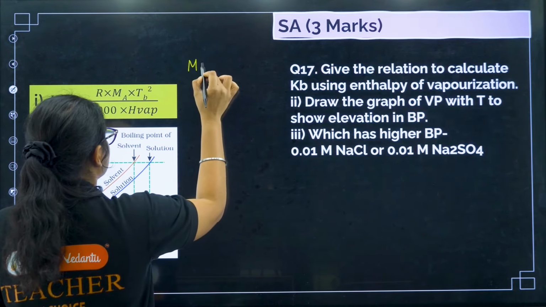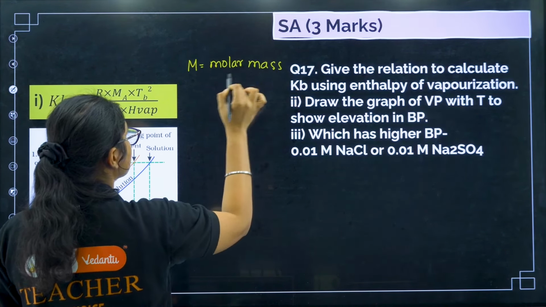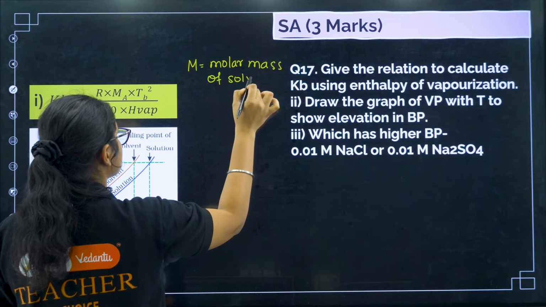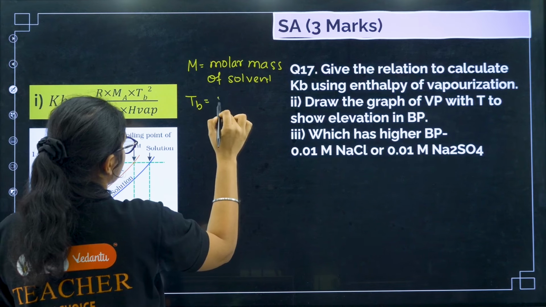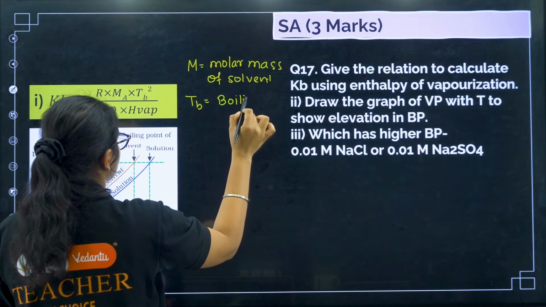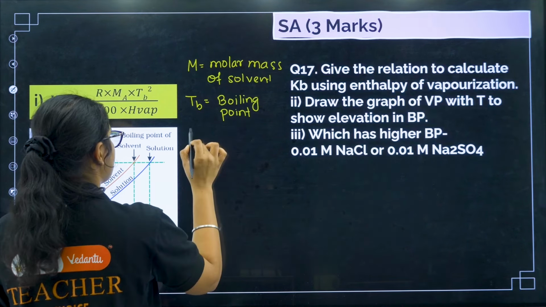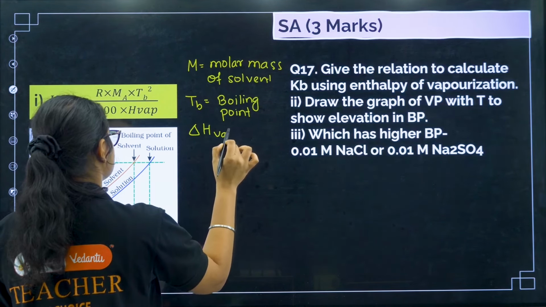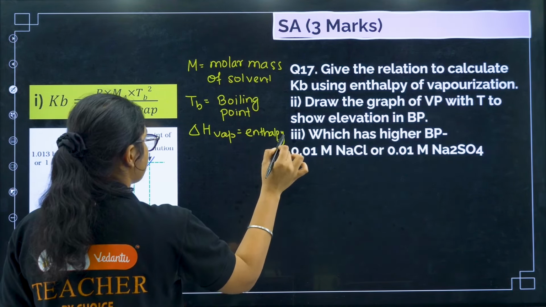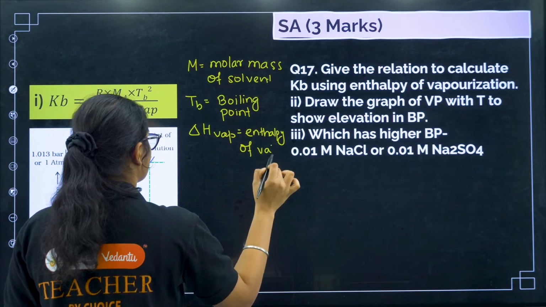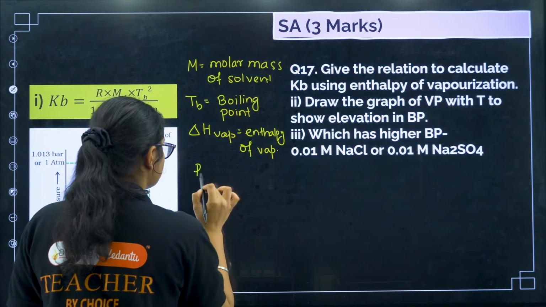We have Ma is equal to molar mass of the solvent, Tb is equal to boiling point of the solvent, then we have delta H of vaporization is equal to enthalpy of vaporization. Okay. Now R is what? R is your gas constant.